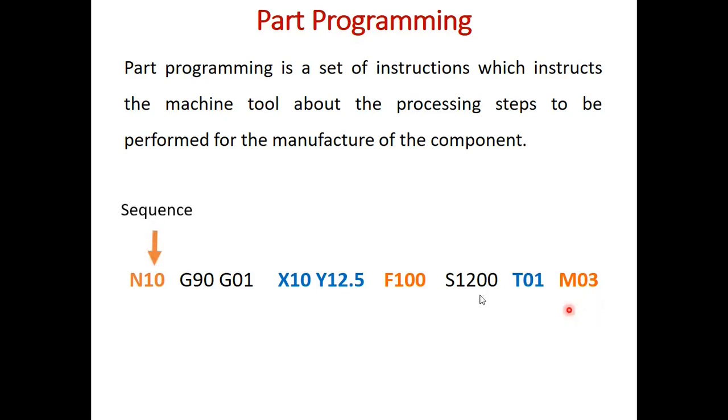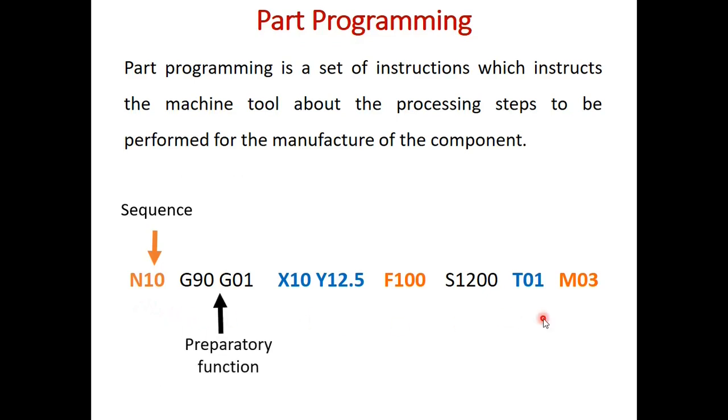So what do you mean by N10? This is the starting of the line of the part program. N10 is nothing but the sequence number. N10 is a line containing this part of the program. Then again I can have N20, which is the next line of the program.